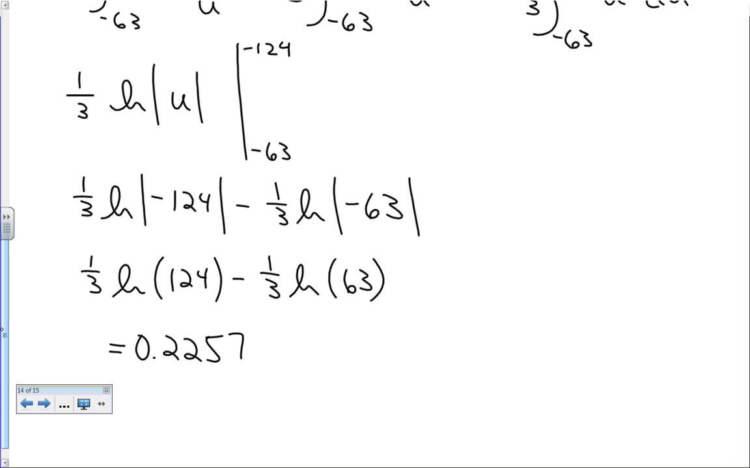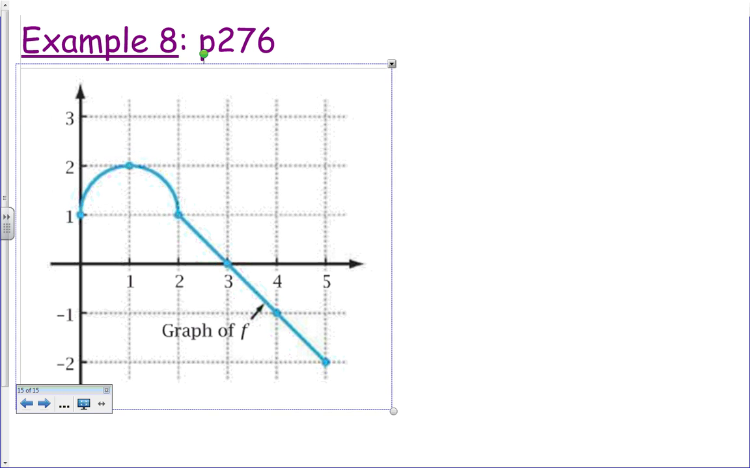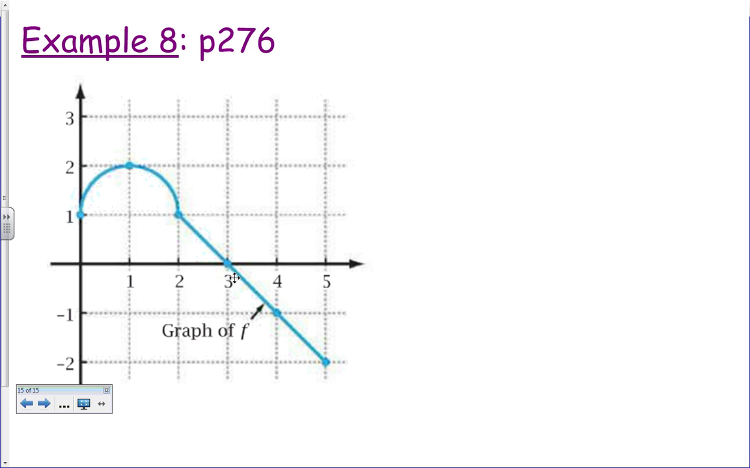All right, let's take a look at one last example. And this is the example there on page 276. Example number 8. It says the figure there shows the graph of the function f. And it says let g of x equal the definite integral from 1 to x of f of t dt. So let's go ahead and write that down. Let me make this graph just a little bit bigger here since I'm going to try to plot some points on it. It'll be a little bit easier to work with.